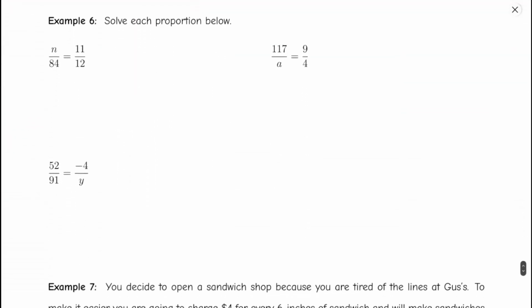So example 6, solve each proportion below. N over 84 equals 11 over 12. In order to do this, I need to know 12 times what equals 84. Now you may know this or you may not, but it's 12 times 7 is 84. So that means N is 11 times 7, or N has to be 77.